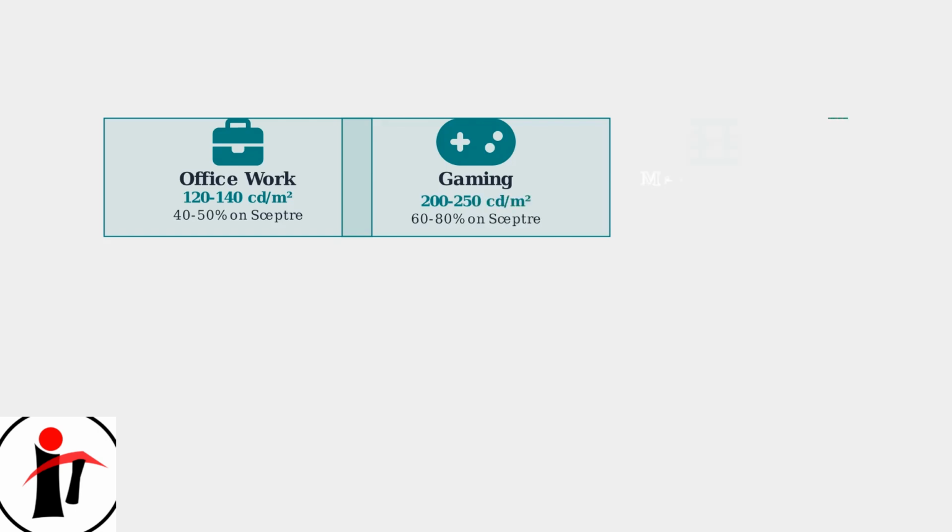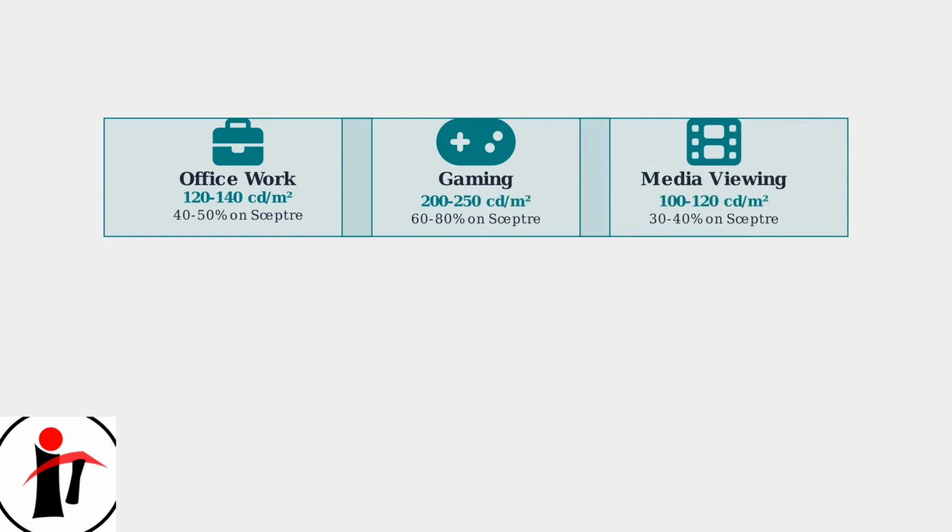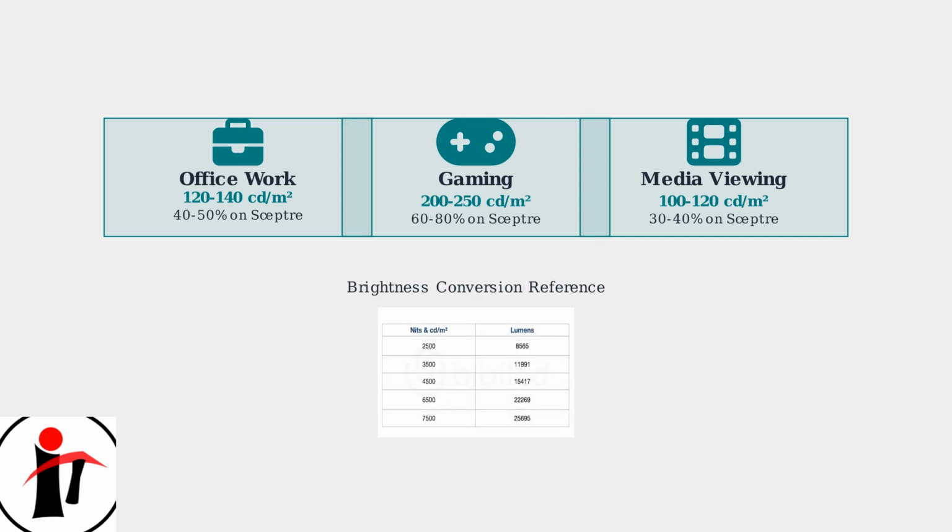Different activities require different brightness levels for optimal viewing comfort and eye health. Let's explore the recommended settings for various use cases. Office work requires moderate brightness to reduce eye strain during long periods of document editing and reading. Gaming needs higher brightness for better visibility in dark scenes and competitive advantage. Media consumption works best with lower brightness to create a comfortable viewing experience, especially in dimmer environments. These settings help prevent eye fatigue and maintain color accuracy.